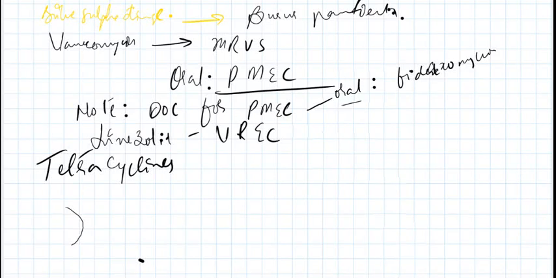Okay, then I think we stop near tetracyclines, right? We stop near tetracyclines. We will discuss tetracyclines. I think we discussed linezolid, right? We finished the linezolid. Now we will discuss some antibiotics and their side effects, right?